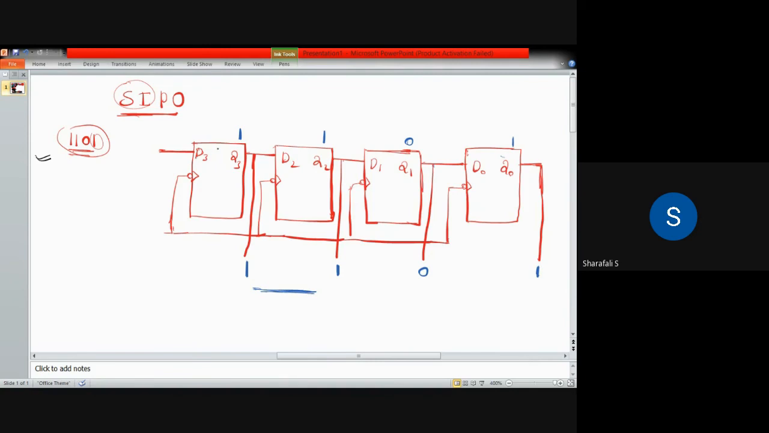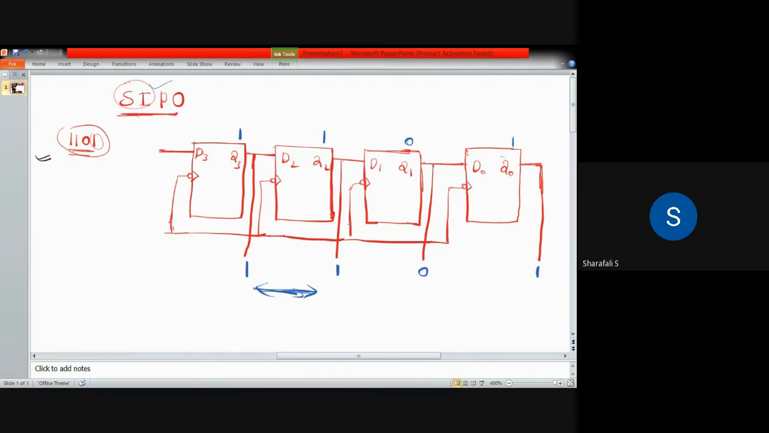We can get the output parallelly within the fourth clock pulse. That is the advantage of this serial input parallel output configuration as compared to the serial in serial out configuration. So we require only 4 clock pulses. Within those 4 clock pulses, we will get the output also. We can store the input as well as take the output within that fourth clock pulse.